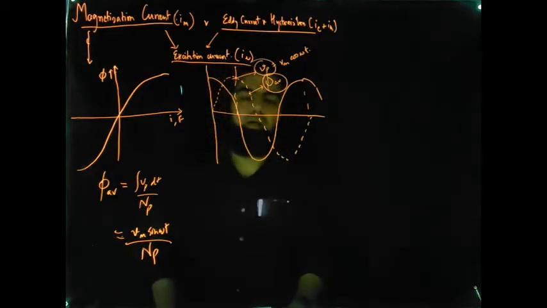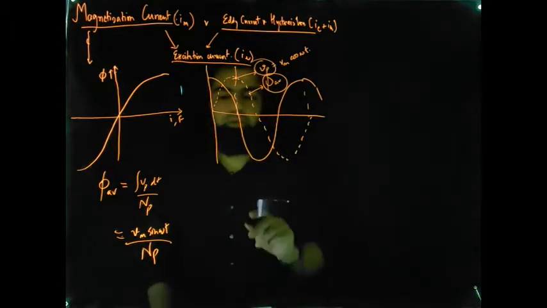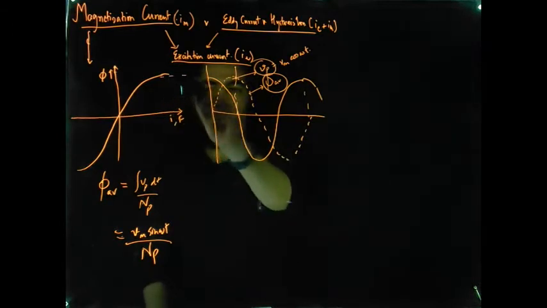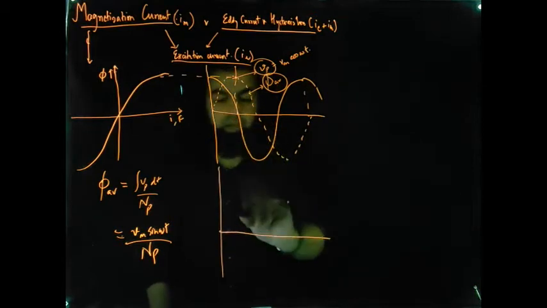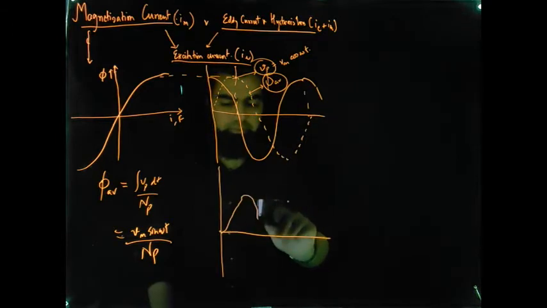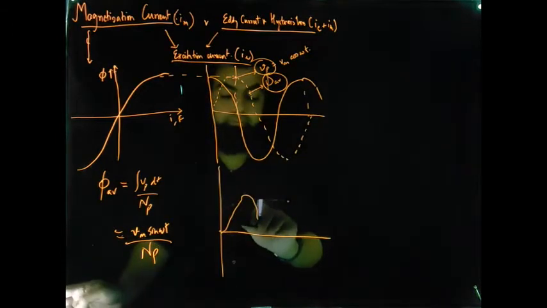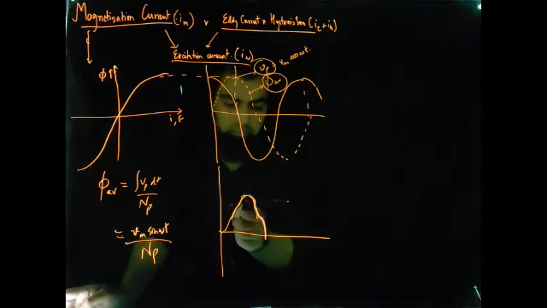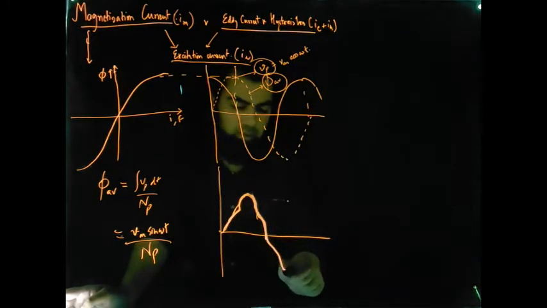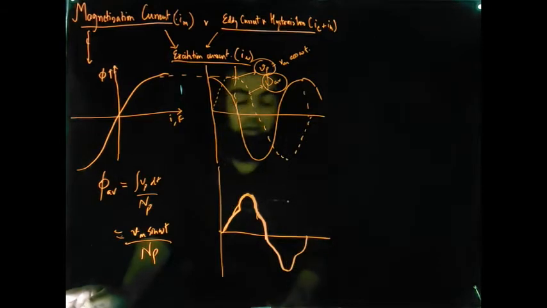So using these two, having the knowledge about average flux, and having the knowledge about the primary voltage that's applied to this system, we can superimpose them and find out the value of magnetization current. This will be somewhat like this. Fine.